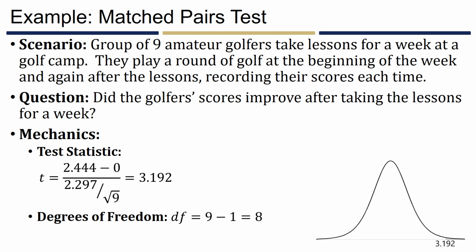We also saw that we have 8 degrees of freedom, and the corresponding p-value here is 0.0064. What we're saying is that if there really is no improvement in these golfer scores, then the probability that we would see an improvement of 2.444 strokes or better is only 0.0064.